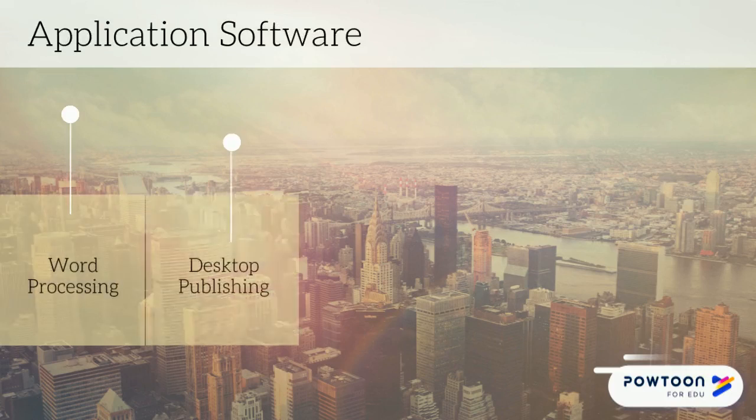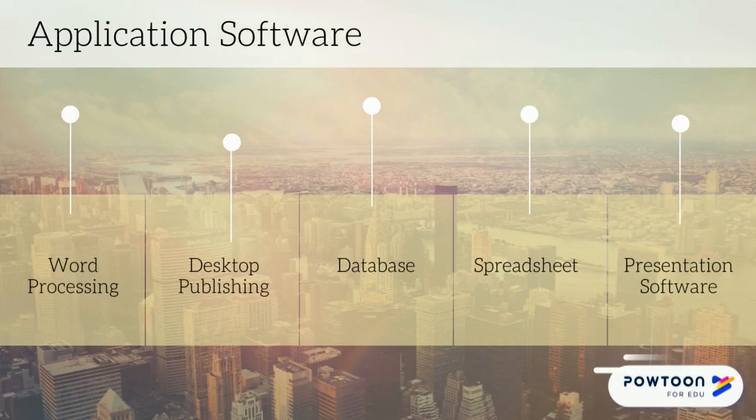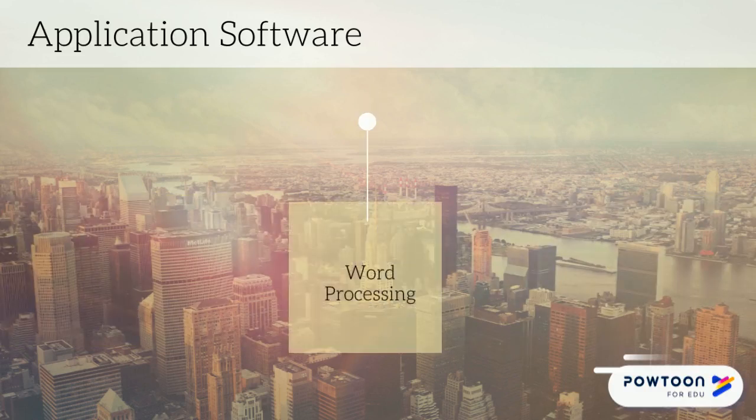Application software refers to programs that perform specific tasks such as word processing, database management, or accounting. Commonly used application software includes word processing, desktop publishing, database, spreadsheet, and presentation software. Most business reports and information are created with word processing software.